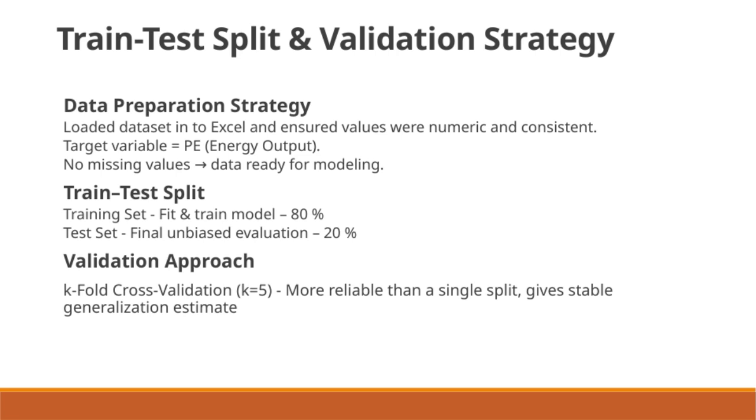In summary, our train test split ensures a clear separation between training and evaluation, while the k-fold cross-validation adds robustness to our validation process. Together, these strategies help us develop a model that not only fits our data well, but also generalizes effectively to new, unseen data.